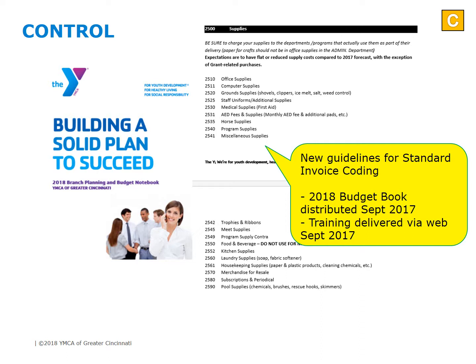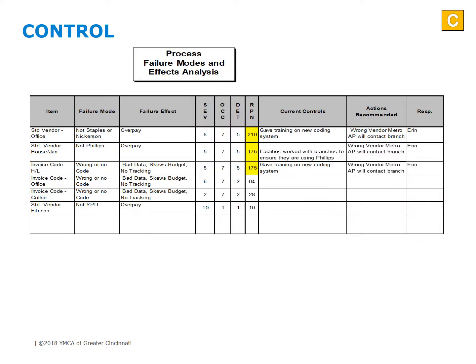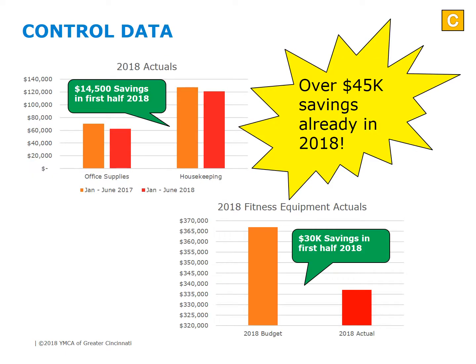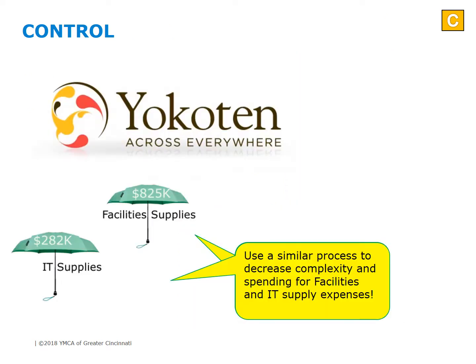The team used a failure modes and effects analysis to identify risks and record action recommendations. Gathering data after changes were implemented showed over $45,000 in savings achieved by mid-year 2018. Finally, the team shared their results with other project teams working on similar targets. In future modules, we will see how Six Sigma helped with other strategic projects.